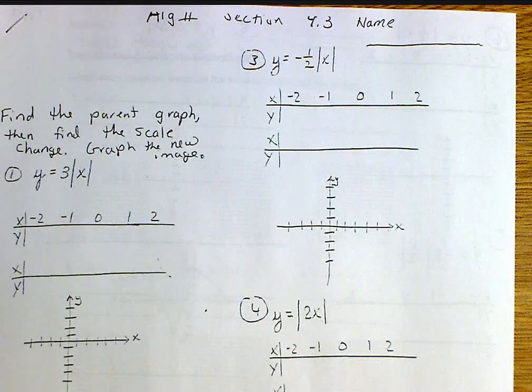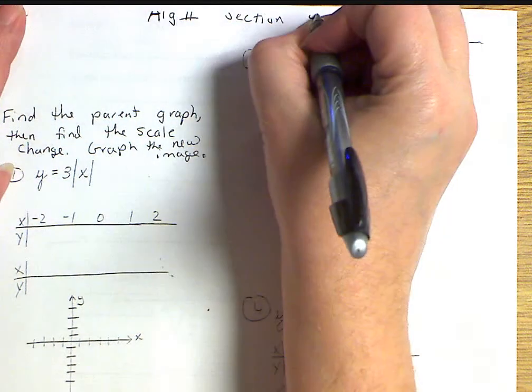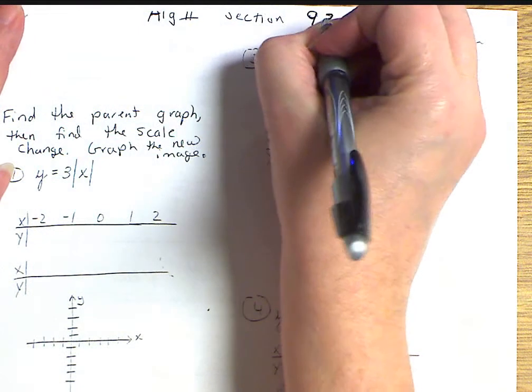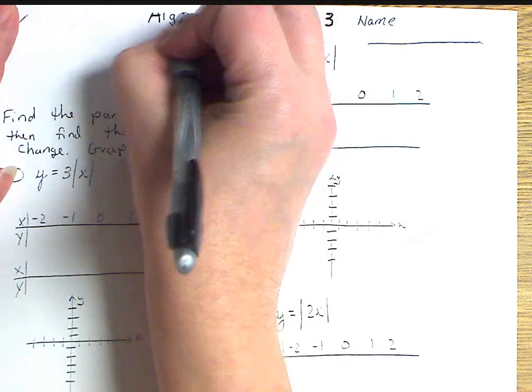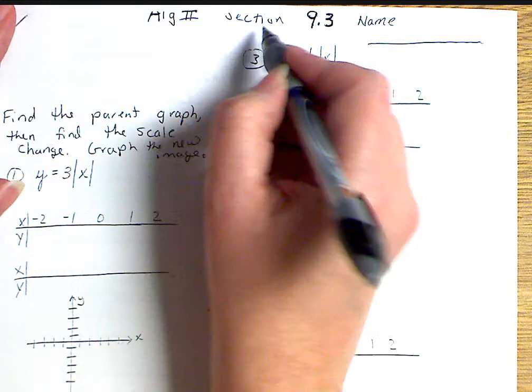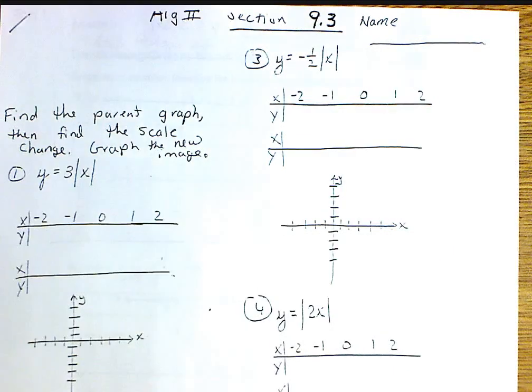All right, so 9.3 talks about scale changes. What we're going to do is some problems together, and we're going to talk about them as we go.